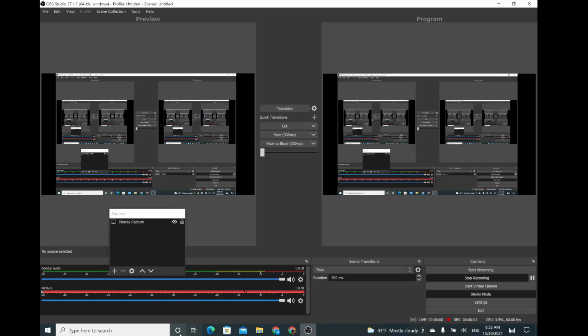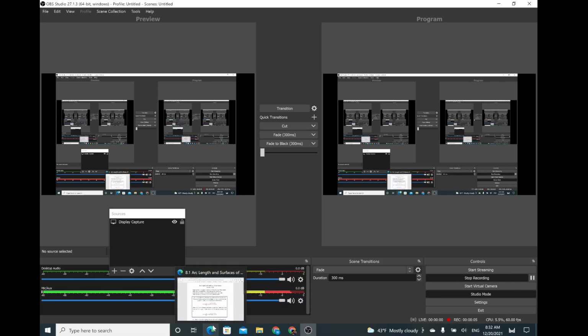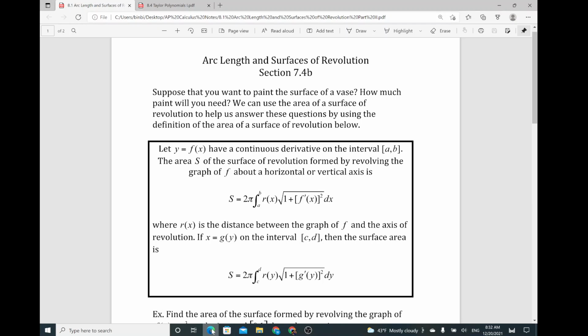Good morning, calculus students. Mr. Chen again. So today I would like to talk about the continuation of arc length and surface of revolution. This one is coming out of Rogawski, section 8.1, Arc Length and Surface of Revolution, and from the other textbook, it comes out of 7.4.